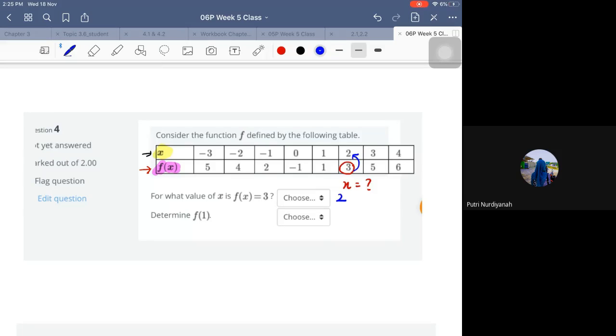And for the second question, I asked to determine f(1). So here, the value of x is going to equal 1. What is going to be the value of f(1)? So where is x equal 1? Sorry, that's x equal -1. 1 is going to be over here. And what is the value of f when x is equal to 1? It's going to be the value underneath, which coincidentally is also going to equal 1. So my f(1) is going to equal 1. That is going to give you 2 marks, 1 mark each for just reading the table.